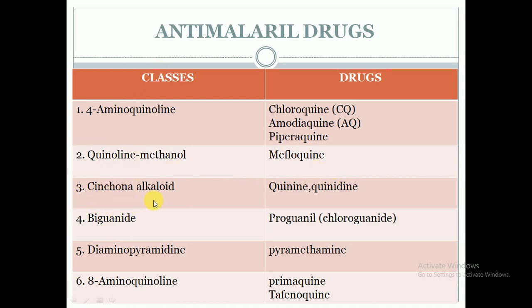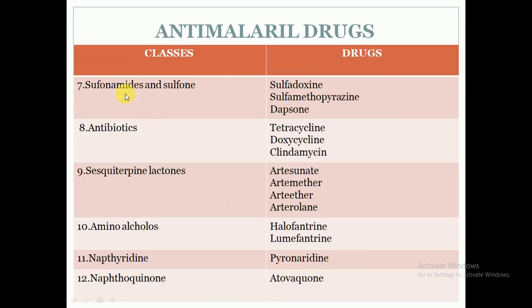The third one is cinchona alkaloids. This class includes quinine and quinidine. The fourth one is biguanides, which include proguanil or chloroguanide. The fifth one is diaminopyrimidines, which include pyrimethamine. The sixth one is 8-aminoquinolines, which include primaquine and tafenoquine. The seventh one is sulfonamides and sulfones, which include sulfadoxine and sulfamethoxazole.